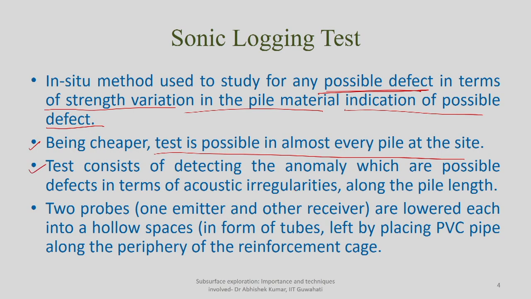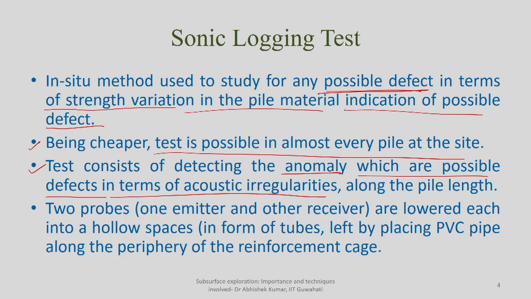The test consists of detecting the anomaly or the defect in terms of strength of the pile material, which are possible indications of defects in terms of acoustic irregularities. Anomaly means that whatever is supposed to be the strength of the material, in actual site condition you are getting something different from it. That is known as the anomaly here. So, we are interested in detecting this anomaly in terms of acoustic irregularities. We generate some kind of acoustic emission into the pile medium, and depending upon the resistance offered by the medium against that acoustic disturbance, you quantify the variation in the strength or directly detect the defects in the pile material. The test can be done all along the pile length.